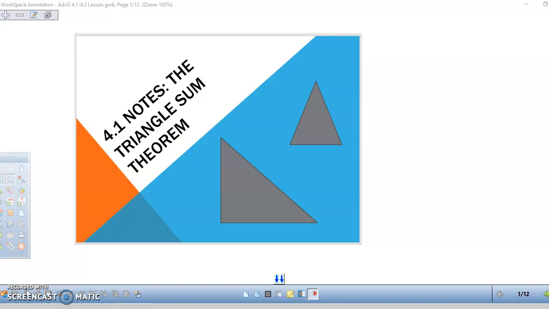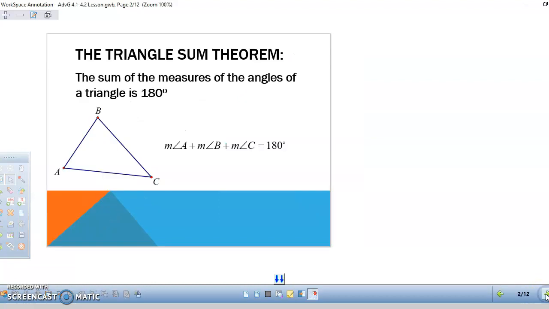This is something I'm sure you worked with in middle school, but we're going to talk through why it is true. So, as you were taught, the triangle sum theorem says that the sum of the measures of the angles of a triangle is 180 degrees. So in this picture, you obviously have angle A, angle B, angle C. The measure of angle A plus the measure of angle B plus the measure of angle C is equal to 180 degrees.